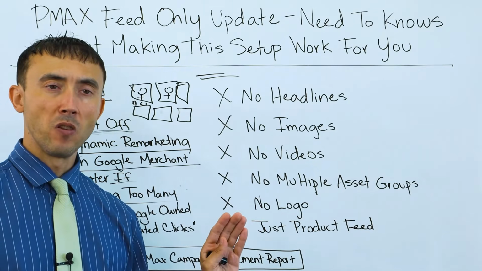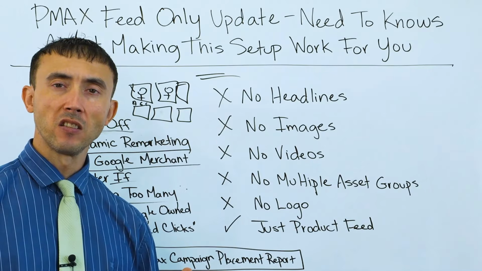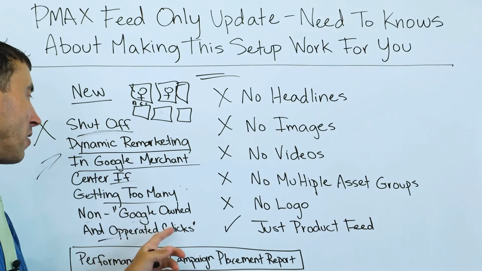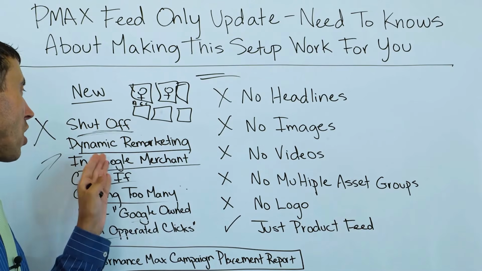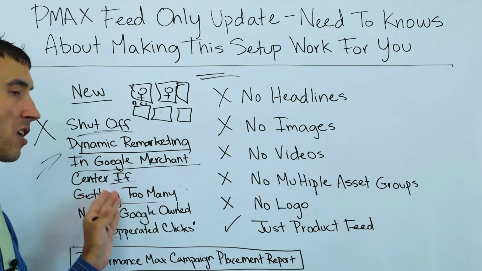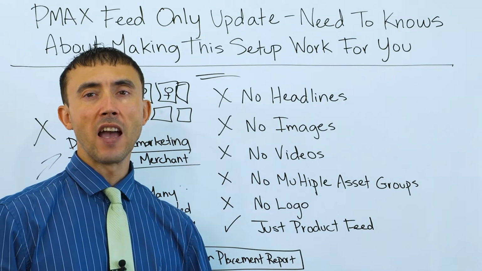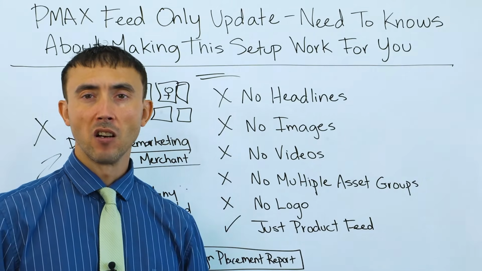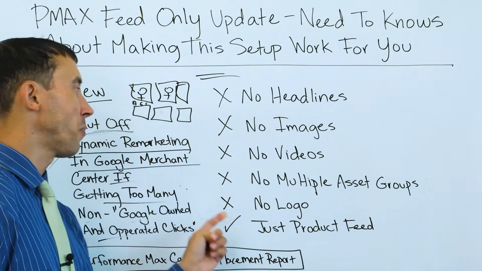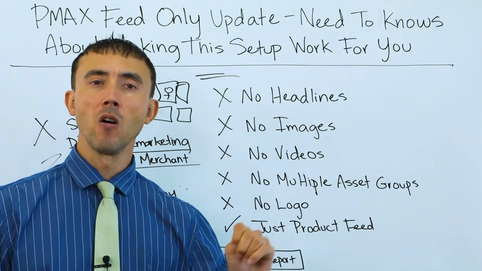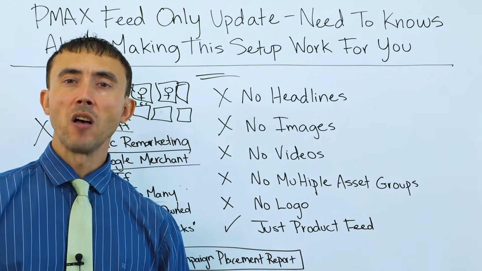And if more than 10% of your clicks are coming from websites other than the Google owned and operated clicks, you can actually shut off dynamic remarketing in Google Merchant Center, which basically gives Google the green light to run your ads on other websites, even though you haven't even uploaded a logo to your ad. So that's something else to consider, even though there's no guarantee that they will have your ad show up.